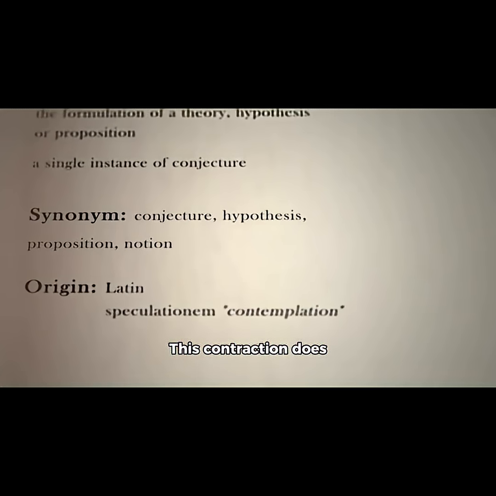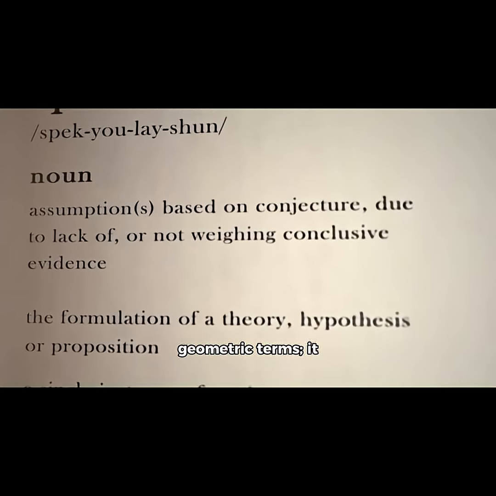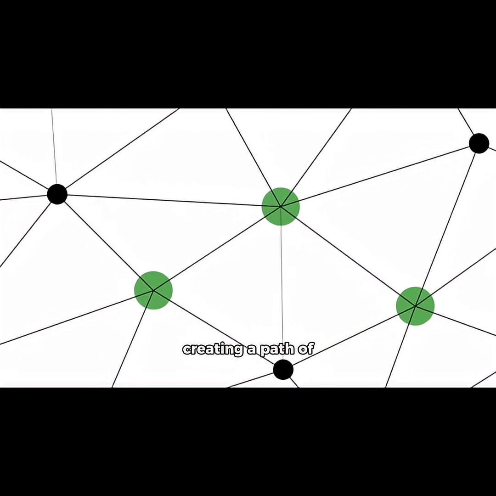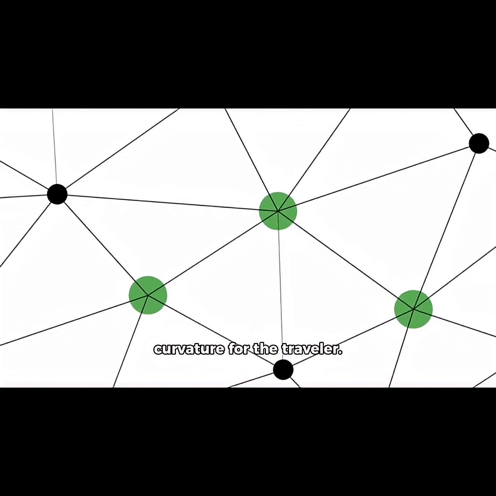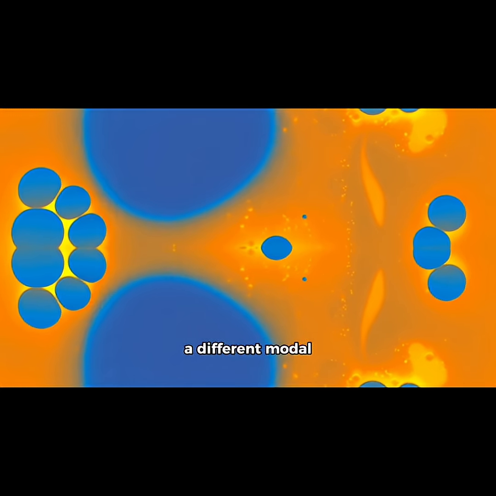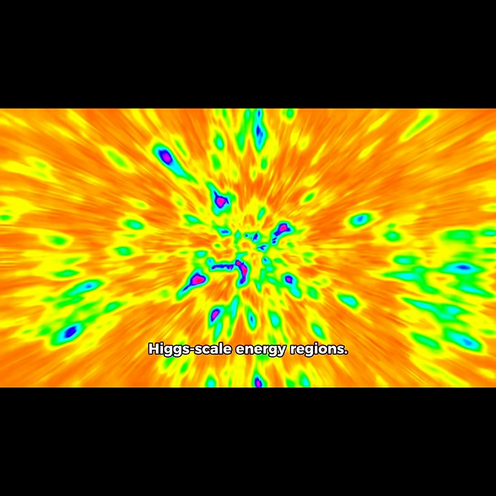This contraction does not merely shorten distance in classical geometric terms. It realigns the spatial layers, effectively creating a path of reduced resistance and nullified time curvature for the traveler. Each layer within the space field corresponds to a different modal density, from quantum vacuum fluctuations up through gravitational curvature zones and Higgs scale energy regions.